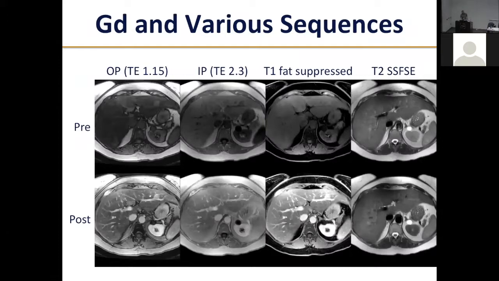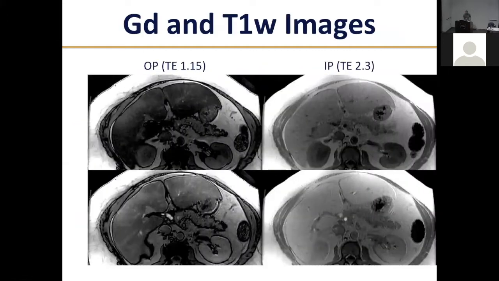So we'll spend a little bit more time on this in the next few slides, but we're going to look at the effect of gadolinium on T1 weighted images, as well as T2 weighted images. So here we see pre-contrast, here we see post-contrast, and we're going to go through these things one at a time. So first, let's look at gadolinium and T1 weighted images.